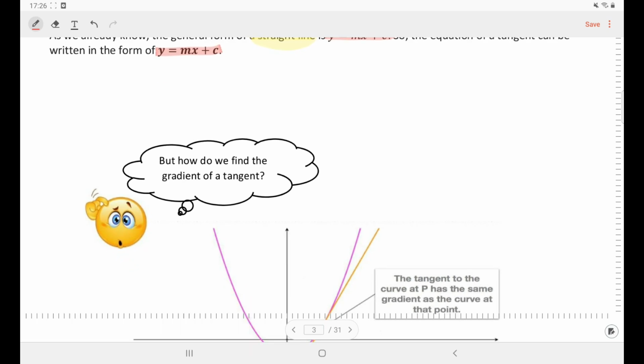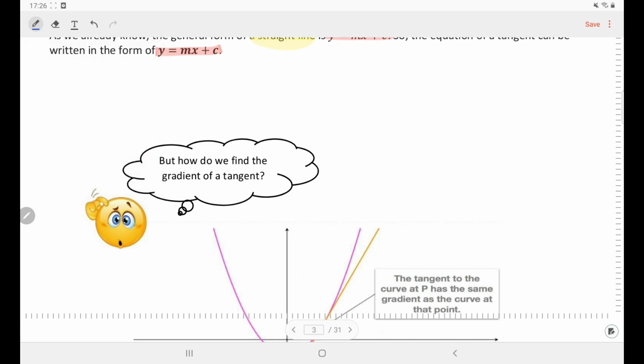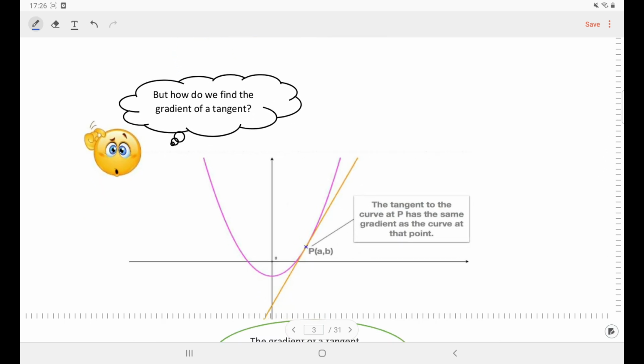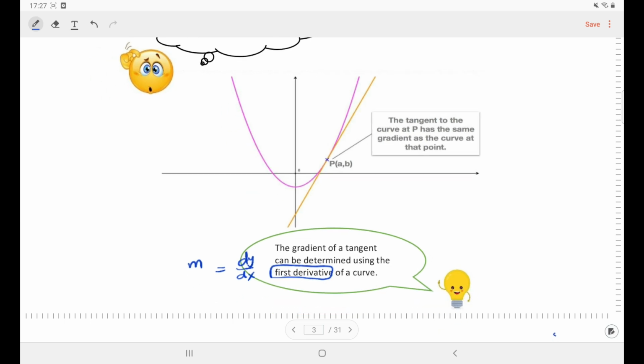Okay, then dia akan tanyalah, but how do we find the gradient of the tangent? Kenapa nak kena cari gradient? Sebab kat sini kita ada m itu. Jadi kan tadi kita dah sebut kalau dengar je perkataan gradient of a tangent ataupun gradient of a curve, dia sebenarnya adalah dy over dx. Okay, dipanggil kat sini first derivative. Maksudnya kalau kita dapat cari dy dx, kita dapat cari gradient of the tangent, iaitu m. Okay, so kita akan dapat cari kecerunan dengan menggunakan first derivative.